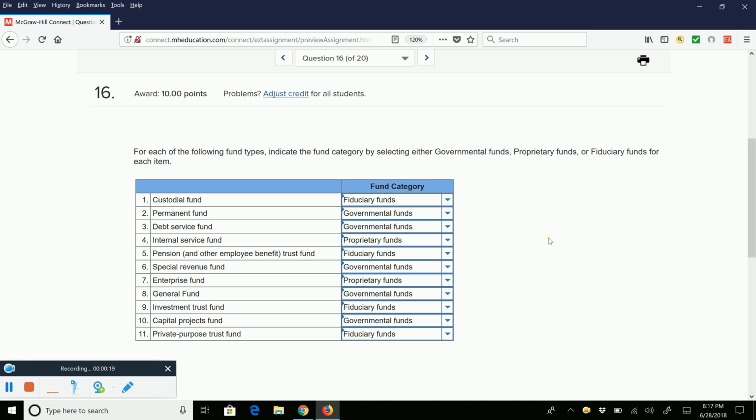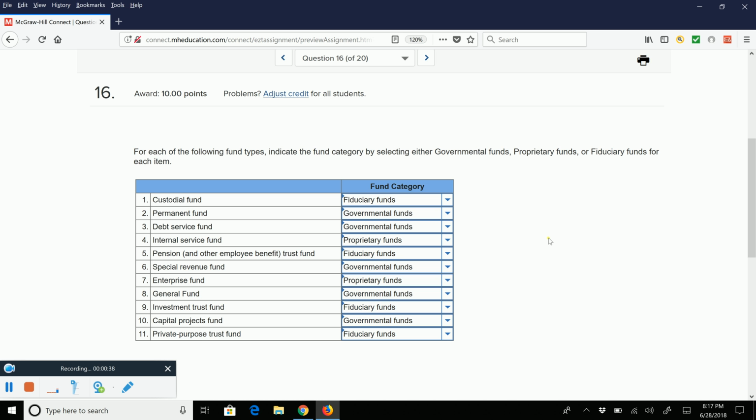In this first homework example, you see the name of the fund on the left-hand side, and you have to put it into one of the three fund categories. Instead of going through this step by step, let me just explain the three fund categories.